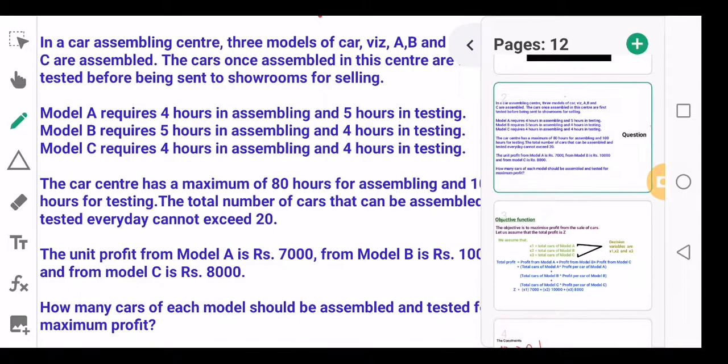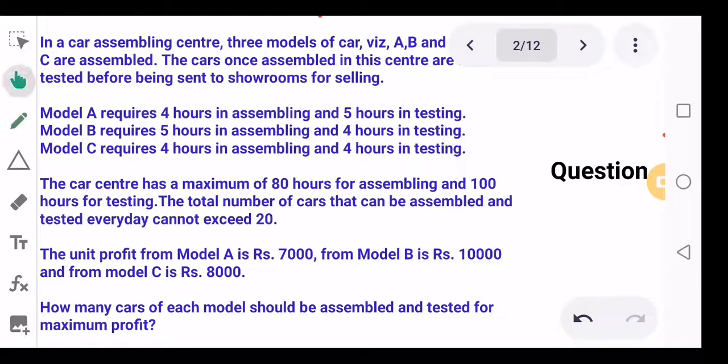First, let's form a constraint with regards to 80 hours. The car center has a maximum of 80 hours for assembling. With respect to assembling cars, the unit has only 80 hours and this is the maximum. So it can be either equal to 80 hours or anything less than 80 hours. That is what they are saying.